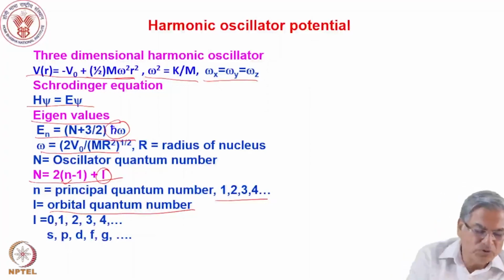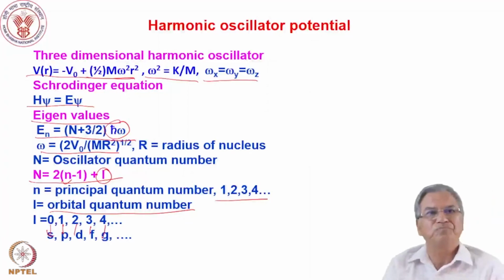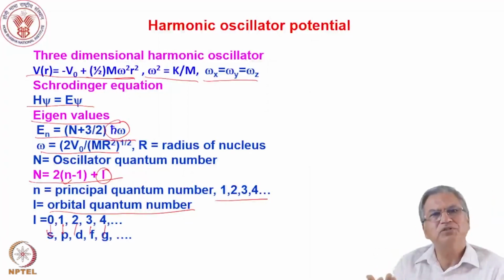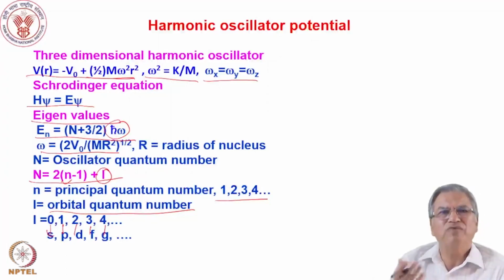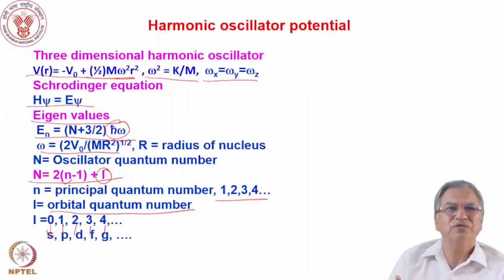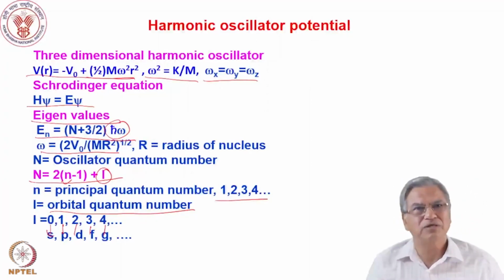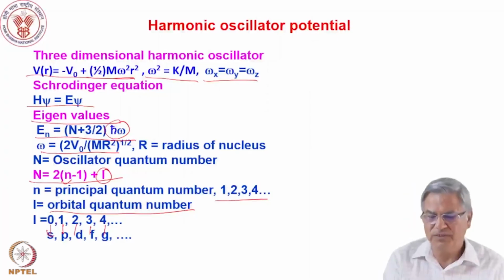And so corresponding to the value of L, we have S, P, D, F, G, and so on. So the different combinations of small n and small l can give you the same value of the oscillator quantum number. And so you will find that for the same oscillator quantum number, there will be multiple orbitals contributing to that particular oscillator quantum number, that we can see in the next one.